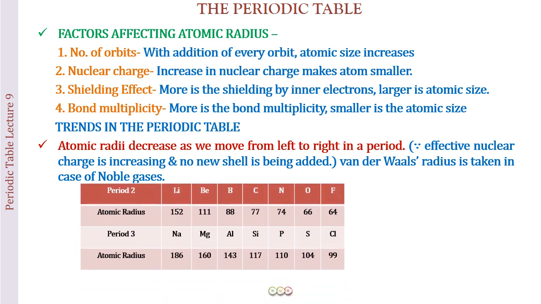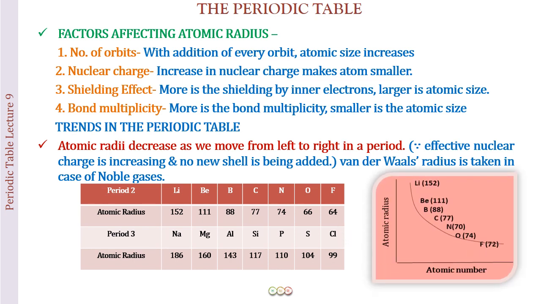Okay, which you can see from this table also, that we have the period 2 elements atomic radius and period 3 atomic radius. From lithium to fluorine, you are seeing that there is a decrease in the atomic size, and then from sodium to chlorine also you can see that there is a decrease in the atomic radius, which is even visible from this graph. For lithium to fluorine, you are seeing that the atomic radius is decreasing with increase in atomic number.